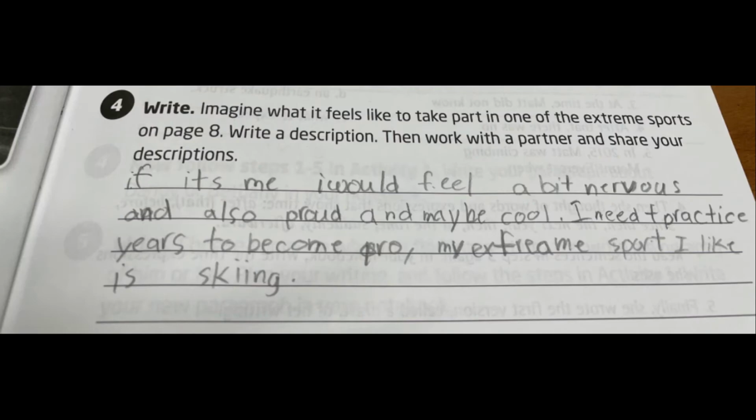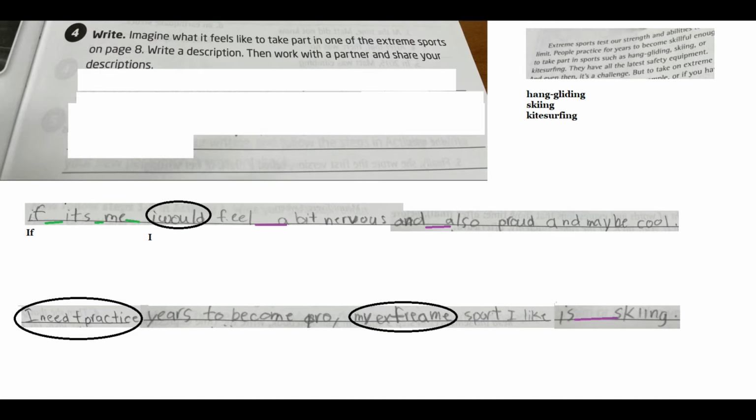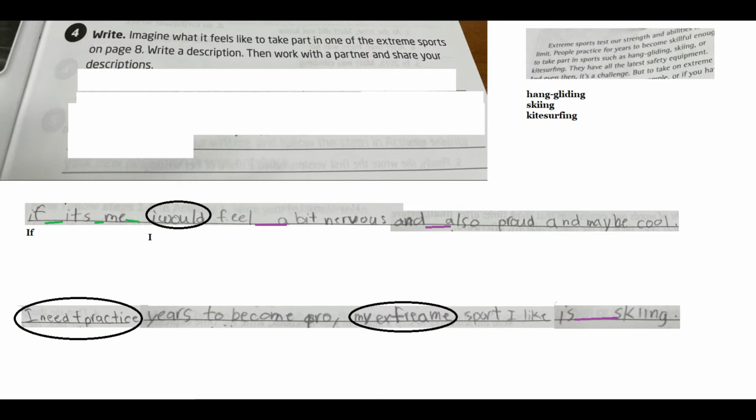You can see that he uses capital I correctly. In the other sentences, he has I need, and that's a capital I. And then later on, he uses I like, and again, that's a capital I. So he knows how to use it. The next thing is spacing. Don't space too far. Don't space too close. Let's look at the spacing.